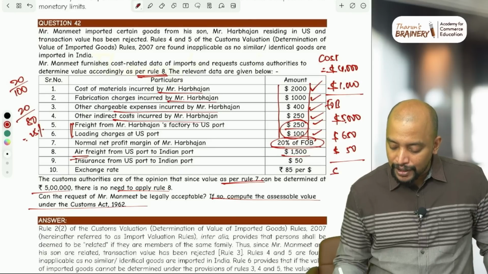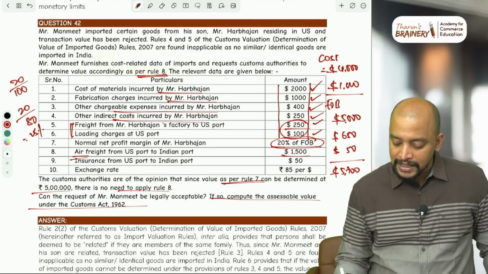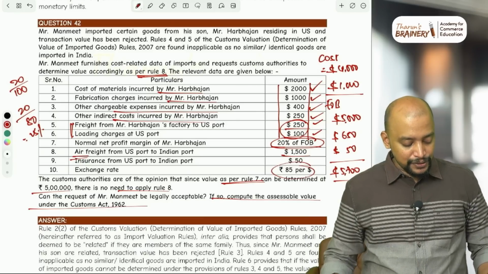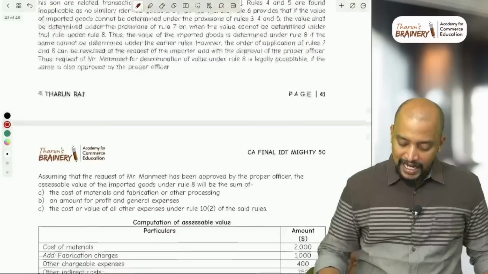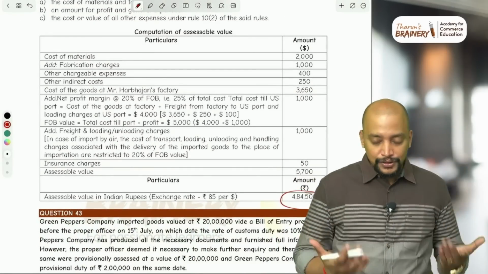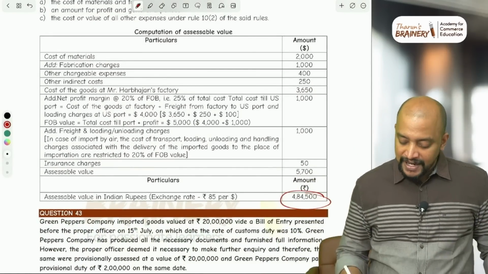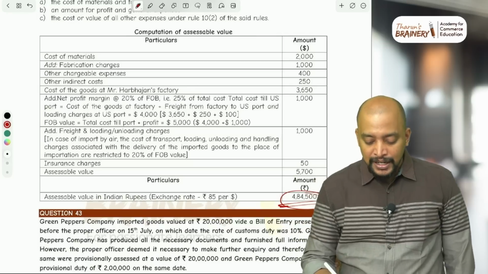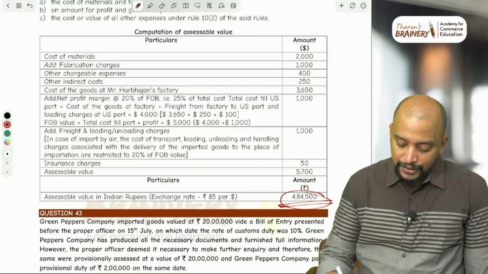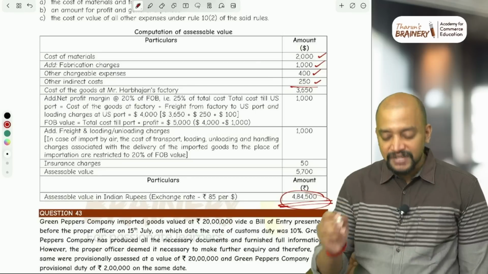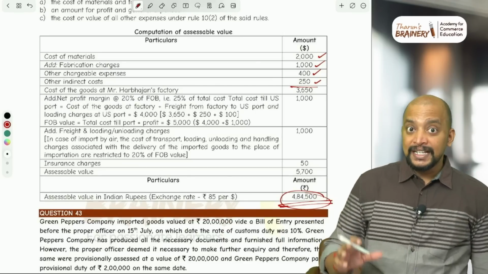So it will come to $5,700, that we need to multiply using 85. So 5,700 into 85 will come to 4,84,500. So they did the same, we did the same, we end up with the same answer. But the presentation they have changed is that up to this they have taken 2,000, 1,000, 400, 250, cost 3,650 they have taken. Got it?